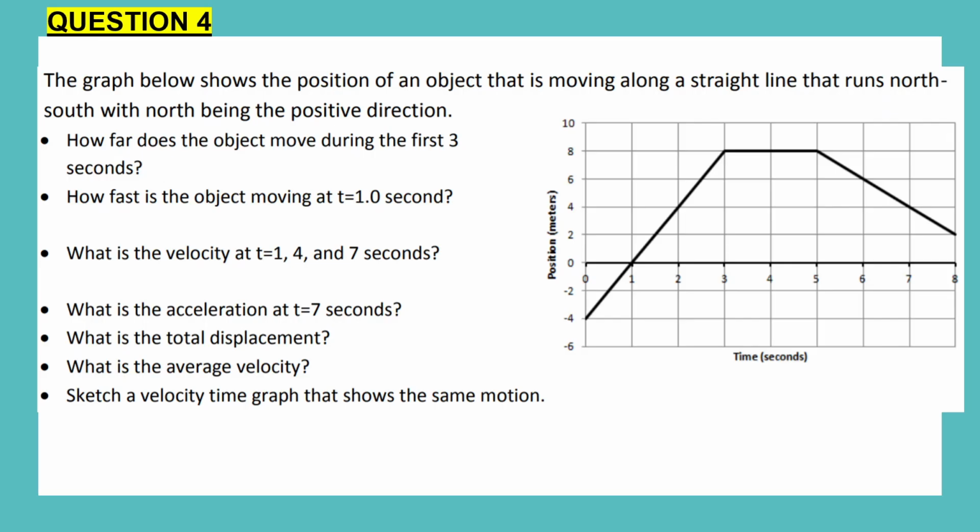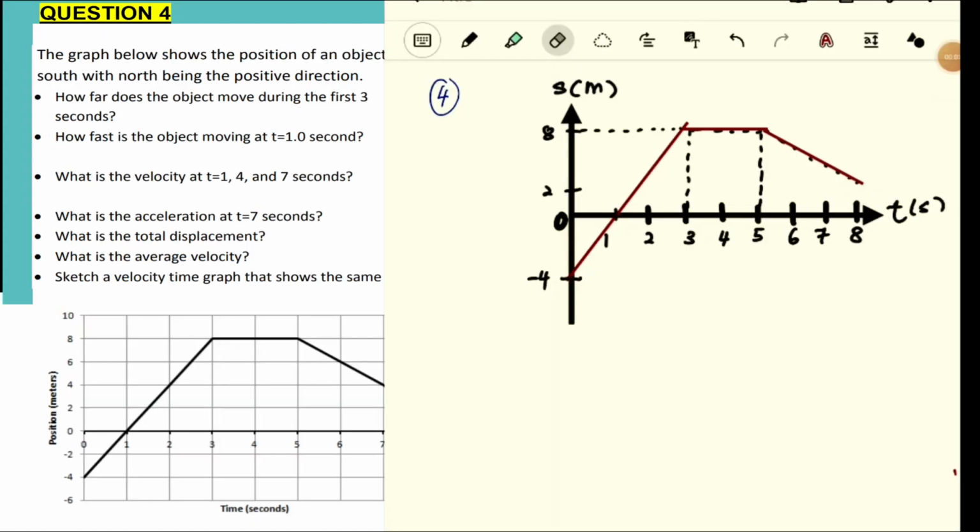So now let's continue with chapter number 4. The graph shows the position of an object that is moving along a straight line that runs north-south, with north being the positive direction. Okay, north and north to south. How far does the object move during the first 3 seconds? So, question number 1, how far does the object move during the first 3 seconds?